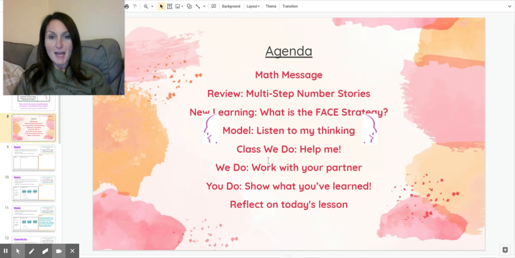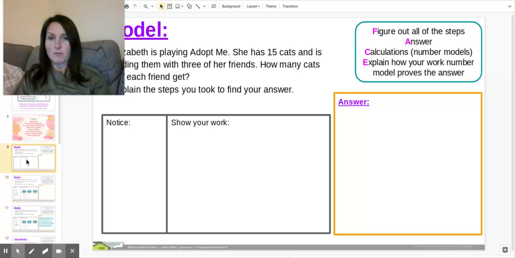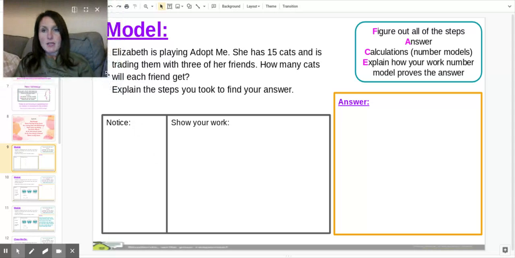All right, so now I'm going to go ahead and model my thinking of how I can solve this problem and then share how I was able to solve it in words using the FACE strategy. So here is the problem. It says Elizabeth is playing the game Adopt Me. She has 15 cats and is trading them with 3 of her friends. How many cats will each friend get? Explain the steps you took to find your answer.